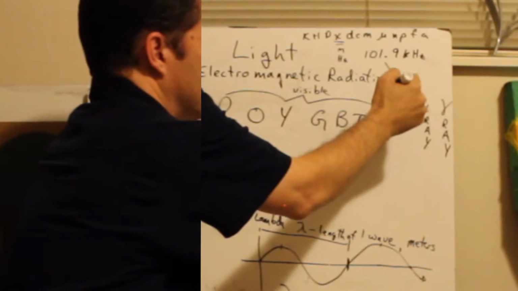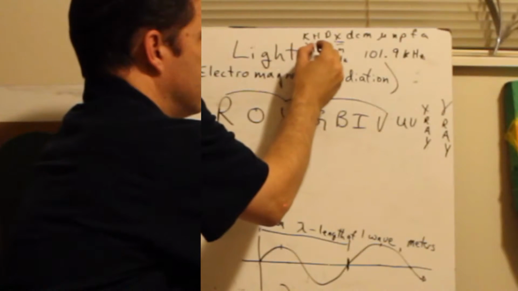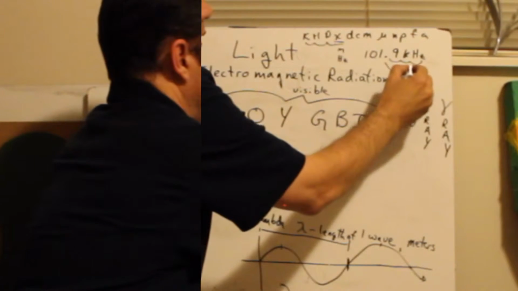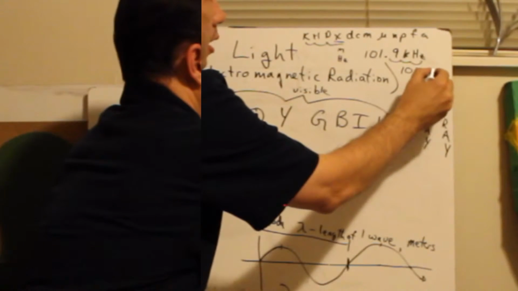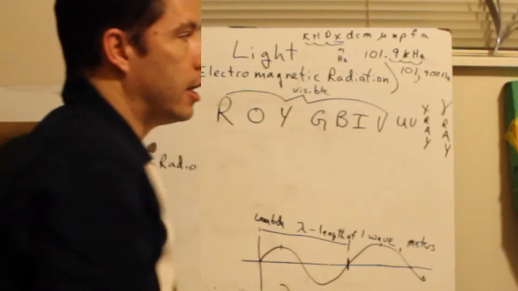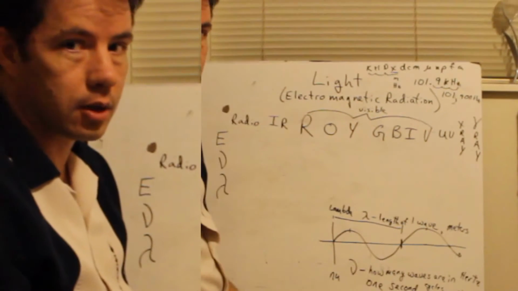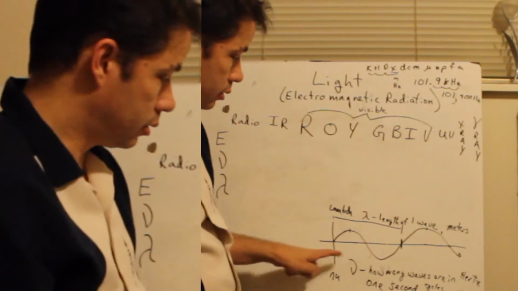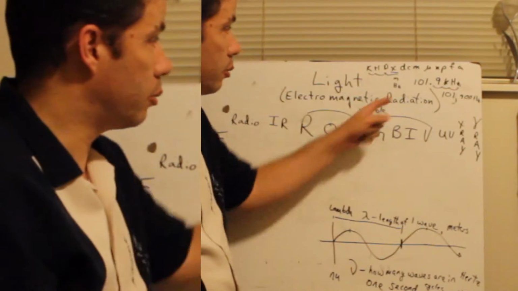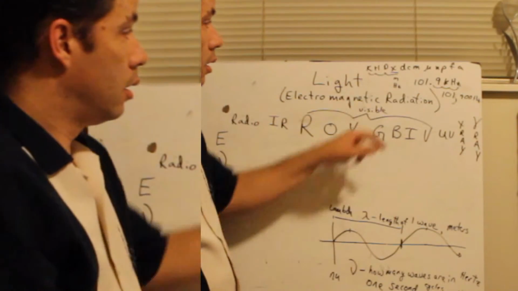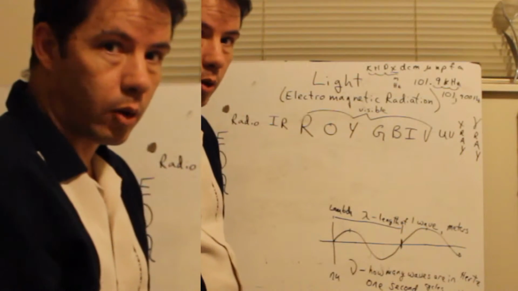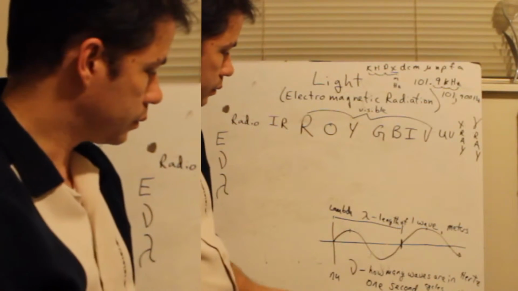How many hertz is that? Kilo, 1, 2, 3, 1, 2, 3. So 101,900 hertz, or 101,900 cycles, waves every second. Okay? It's going pretty fast. So that's what hertz tell us, is how many cycles, how many waves are happening in 1 second.